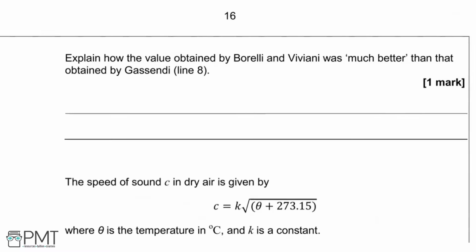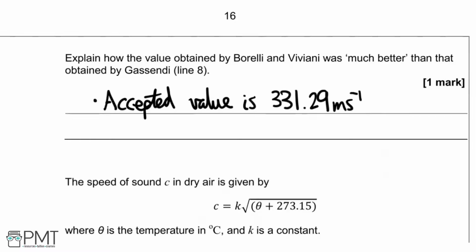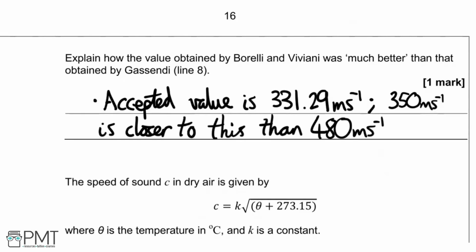Now, we know that the speed of sound, as it's given later on in the question, is 331.29 meters per second. You could call that the accepted value. Now, 350, as you can probably see, is a lot closer to 331.29 than 480 is. So calling it much better, that's not really the most scientific way of putting it, but what we mean by that is it's closer to the accepted value. You could say that it's more accurate, for example. So there's your 1 mark for pointing out that it's closer to the accepted value.